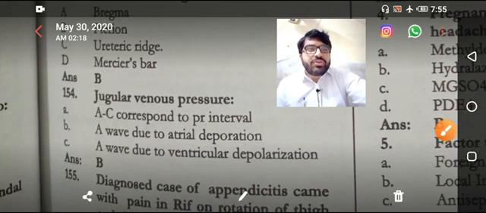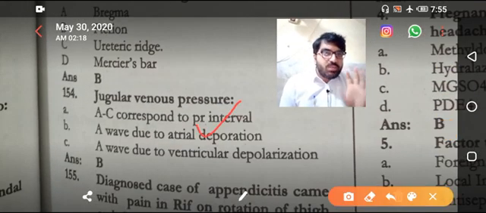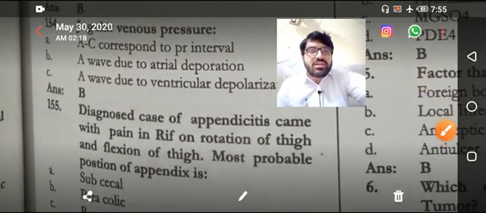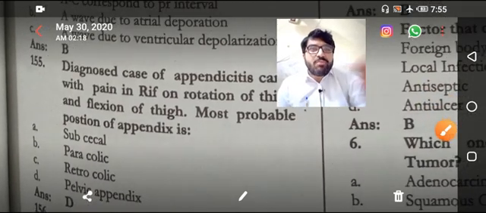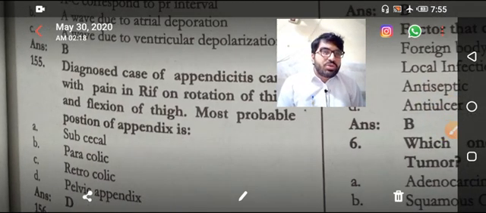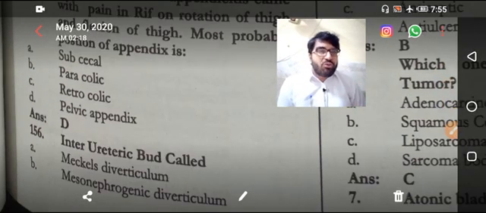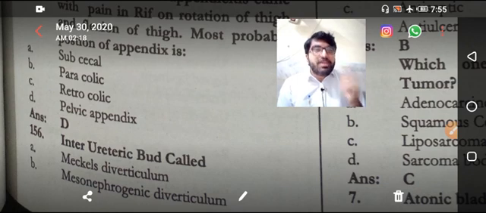The jugular venous pressure, the A wave is produced due to the atrial depolarization. That is the right answer. Regarding that, watch my video cardiac cycle part 1, part 2 and part 3 on my channel. Diagnosed case of appendicitis came with pain on rotation of thigh, inflexion of the thigh. Most probable that is pelvic appendix, clear-cut case. Now if the question says there is tenderness on very deep palpation, then this is retrocecal or retrocolic, if on deep palpation.